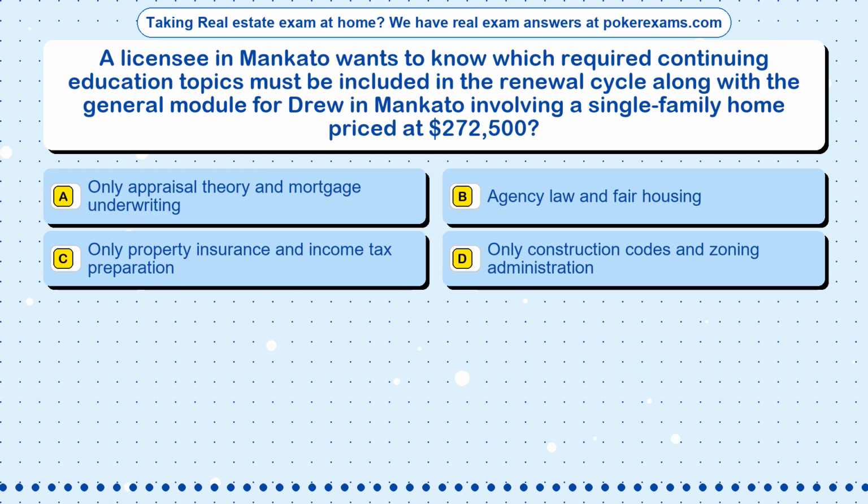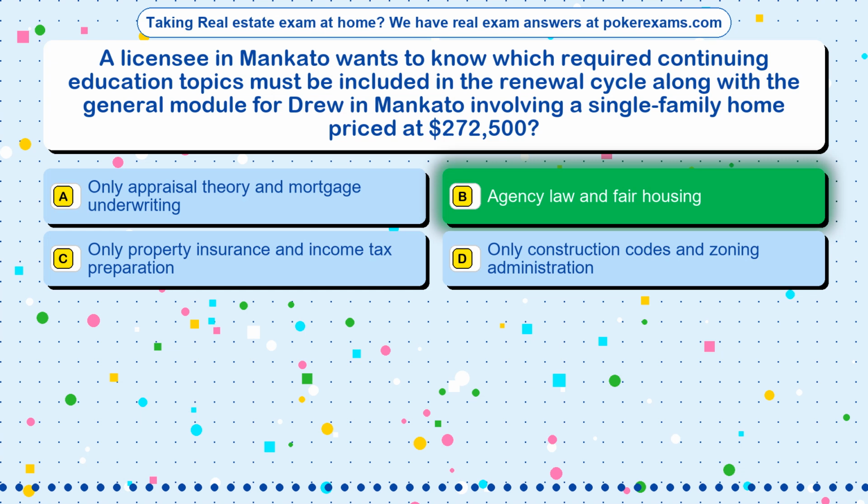Question 90. A licensee in Mankato wants to know which required continuing education topics must be included in the renewal cycle along with the general module for Drew in Mankato involving a single-family home priced at $272,500. Option A. Only appraisal theory and mortgage underwriting. Option B. Agency law and fair housing. Option C. Only property insurance and income tax preparation. Option D. Only construction codes and zoning administration.